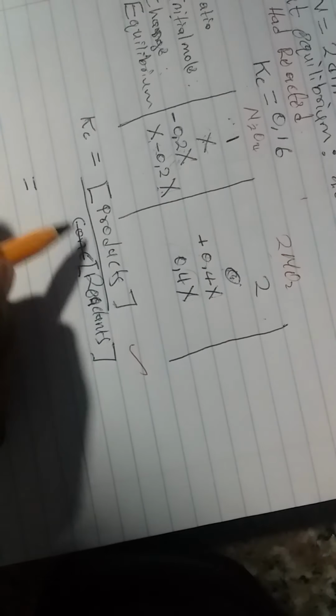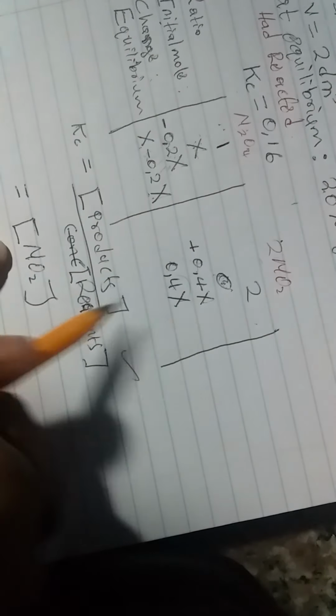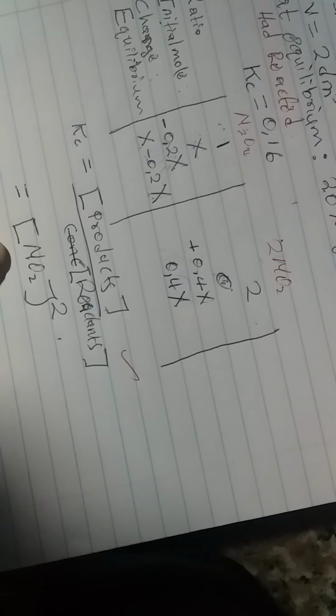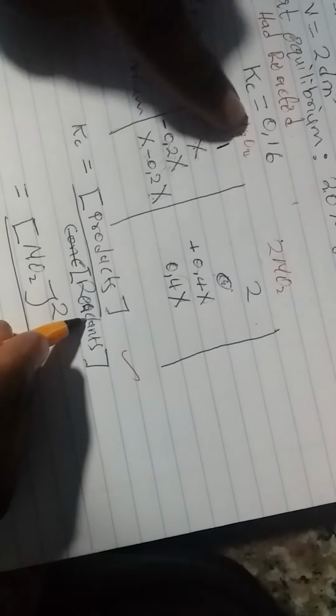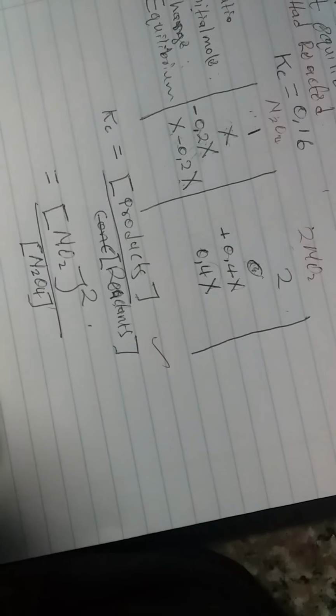So substitution, your product is NO2. So I'm looking for the concentration of NO2, and then the coefficient becomes your exponent, over the reactant, which is N2O4, and we want the concentration, and the coefficient is 1, so it becomes an exponent here. So it's just like that.